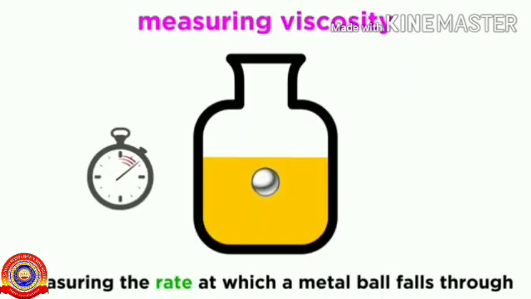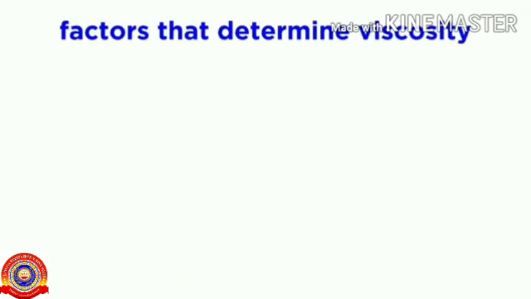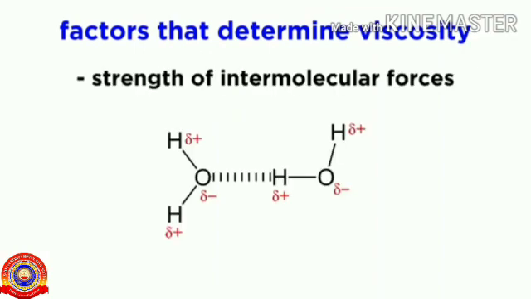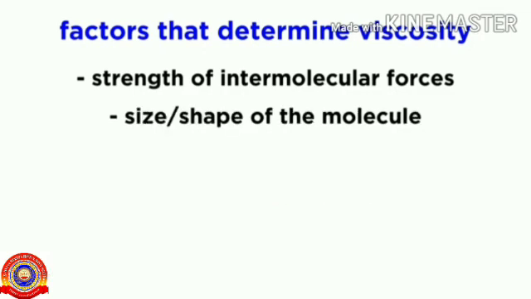Here is a bowl filled with a liquid, and we can see a metal ball falls through it, and it falls very slowly. So we can say that it is more viscous. Next one is the factors determining viscosity. First one, the strength of intermolecular forces. That means the molecular attraction between the layers of liquid affects the viscosity. If intermolecular attraction is greater, viscosity is also greater.